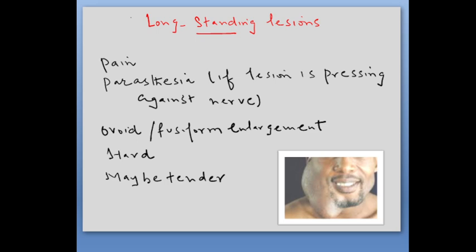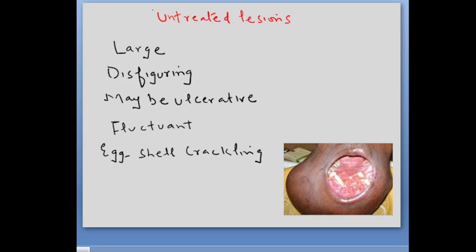Long-standing lesions of ameloblastoma are painful. These cause paresthesia, especially if the lesion is pressing against a nerve. The shape of the tumor is ovoid or fusiform. Consistency is hard and it may be tender. Untreated ameloblastomas are large. They are asymmetric and disfigure the face. Untreated ameloblastomas are largely ulcerative. They are fluctuant and have eggshell crackling.